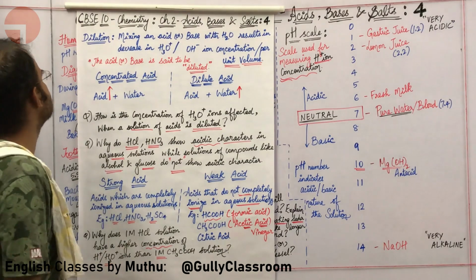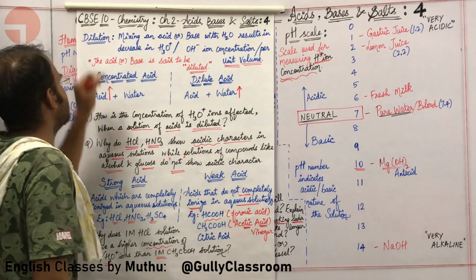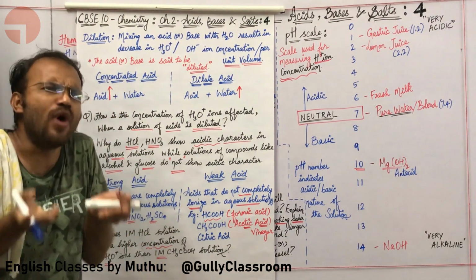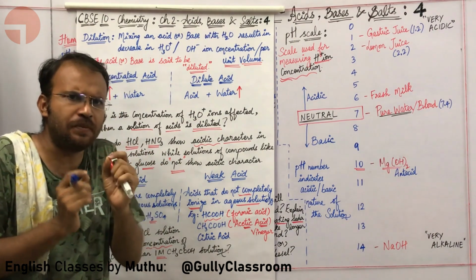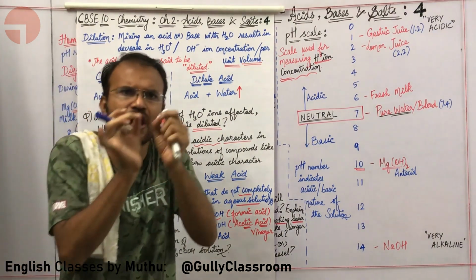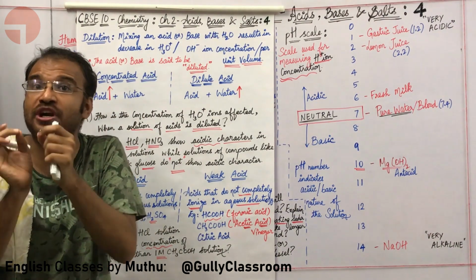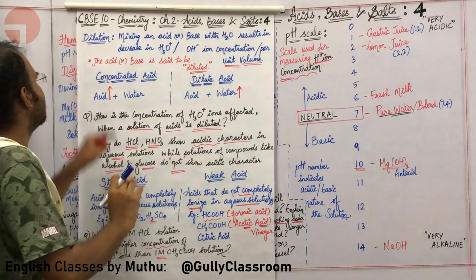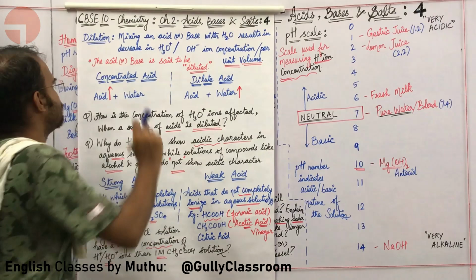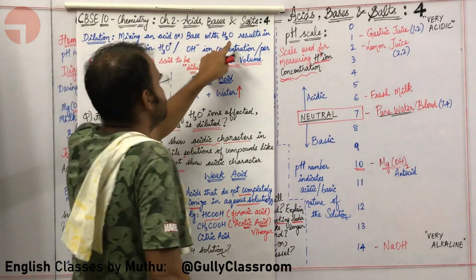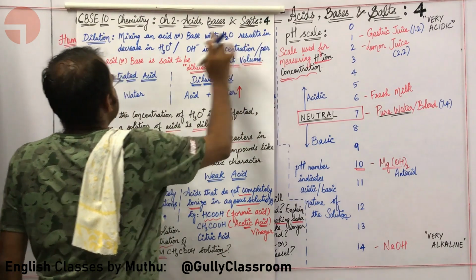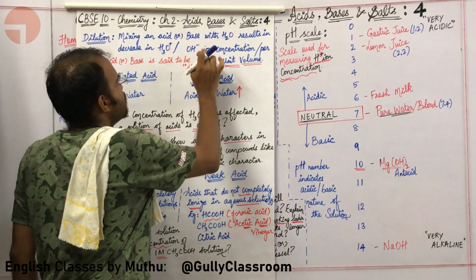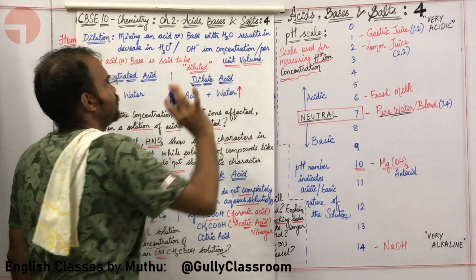The first topic we are going to learn now is dilution. We already learned what dilution is in the last lecture. Dilution is simply mixing of water with acids or bases. It is a highly exothermic process. How to write the definition of dilution? Mixing of an acid or base with H2O, with water, which results in a decrease in H3O+ ions or OH- ion concentration per unit volume.